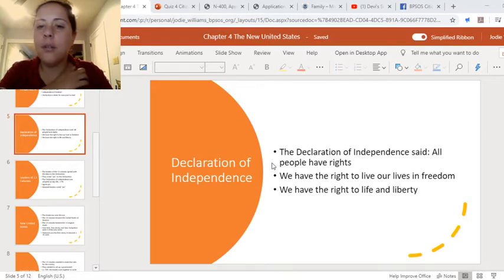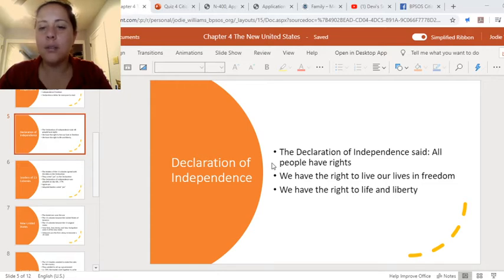Let's talk about the Declaration of Independence. What did the Declaration of Independence say? It said all people have rights. All people have rights. Okay? That is why the colonists wanted to be free from British rule. They wanted all people to have rights. So we have the right to live our lives in freedom. The colonists wanted to be free from the British so that we could have the right to live our lives in freedom. And so we have the right to life and liberty.